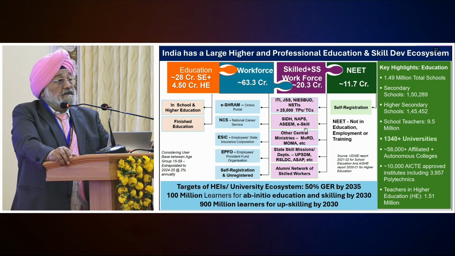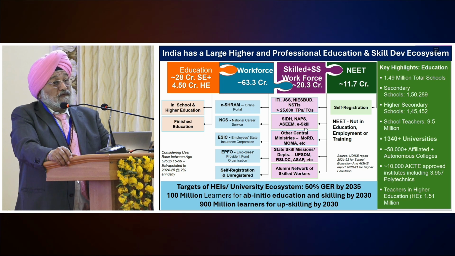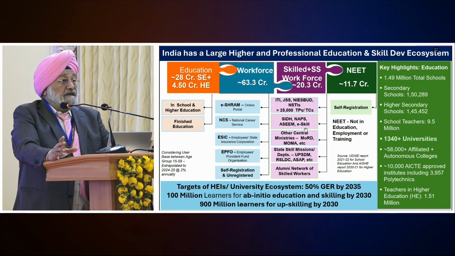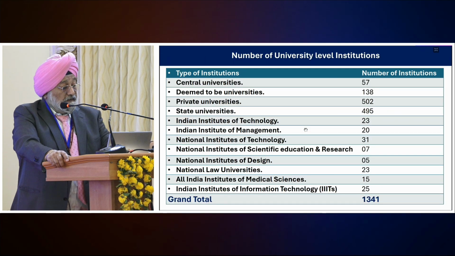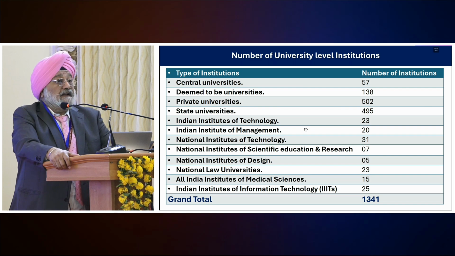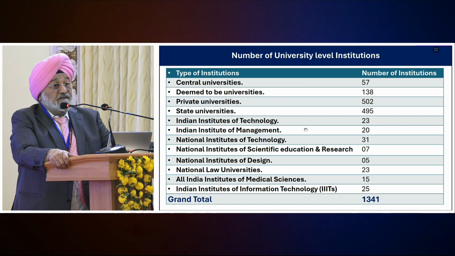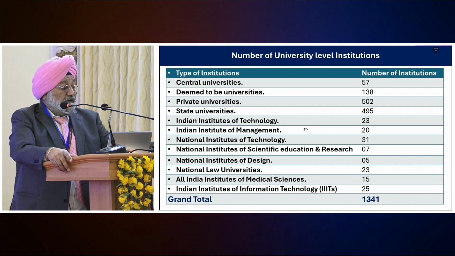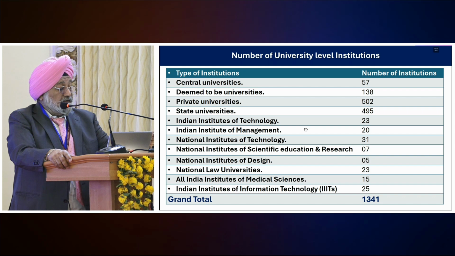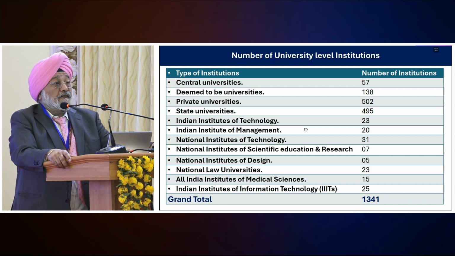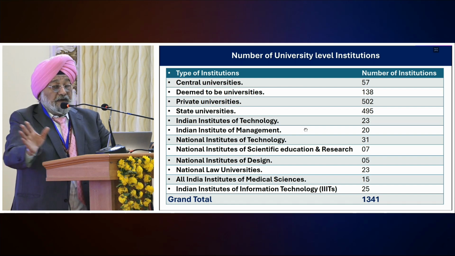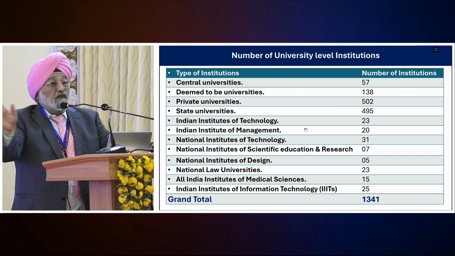And we need to achieve the GER of 50% by 2035. That means this number is going to grow from 4.5 crore to 10 crore by 2035. So that's a big challenge for all of you, and it's a big opportunity as well. Look at the universities. Now we have 1,341 universities. This list, I got it updated by UGC last month. So 1,351 universities, including private universities, deemed universities, central universities, and all INIs. It's a large number. And if you want to achieve 10 crore people, this might go double. This might go to 2,600 universities.